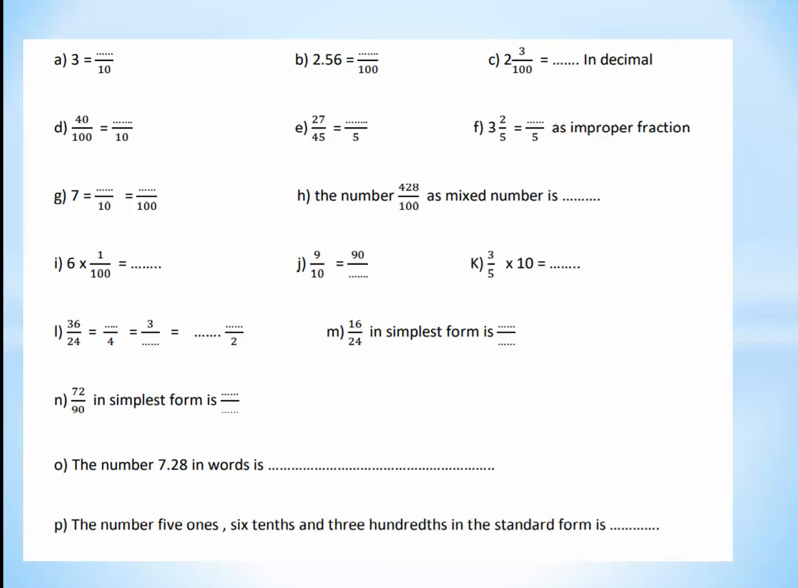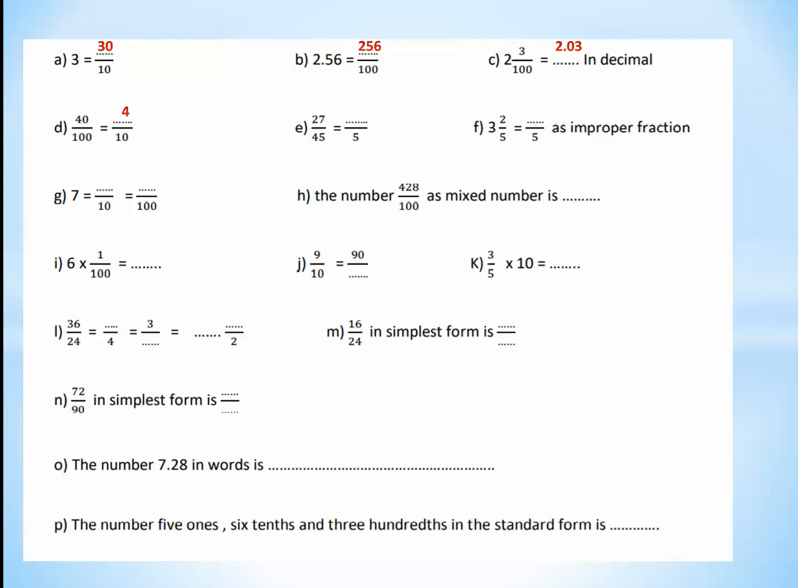3 equals 30 over 10. 2.56 equals 256 over 100. 2 and 3 over 100 in decimal form means 2.03. 40 over 100 means 4 over 10.